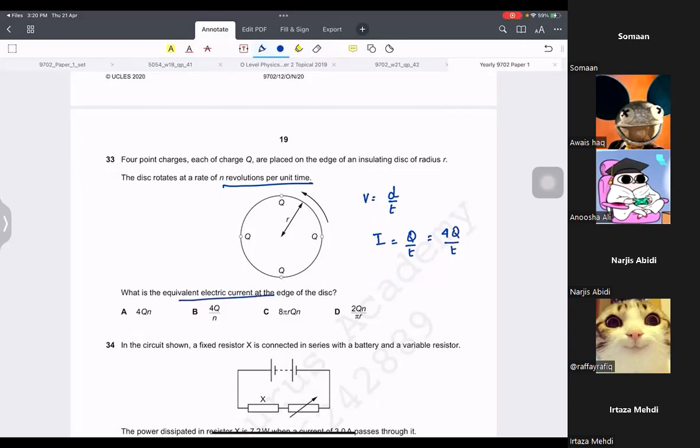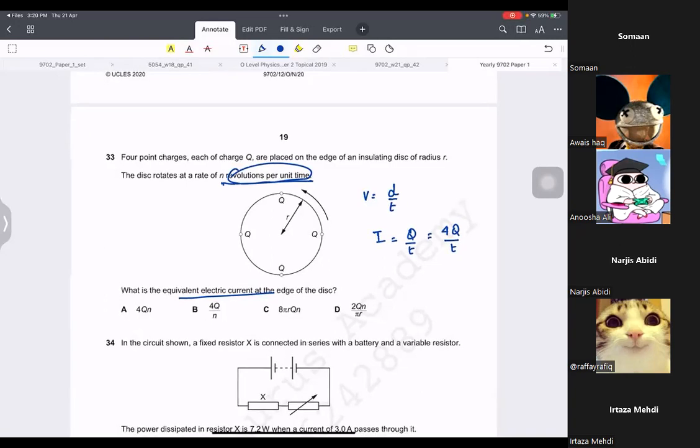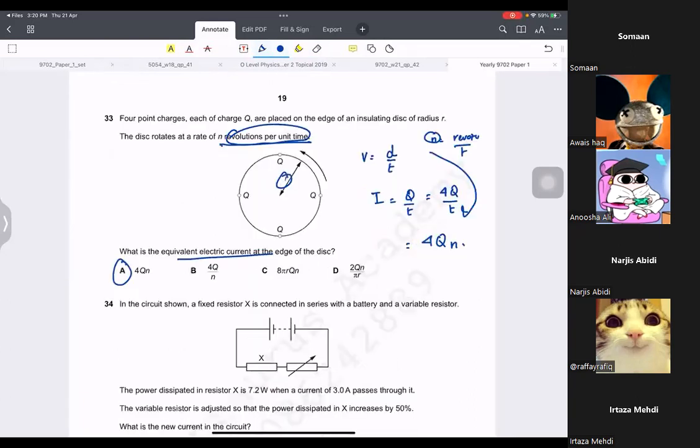Now, how many times, n revolutions per unit time. So this means n is equal to revolutions per unit time. So I can replace this here. So this will be 4qn. Why is there a radius? There's no use of it. So it has to be a then. Radius is not needed really.